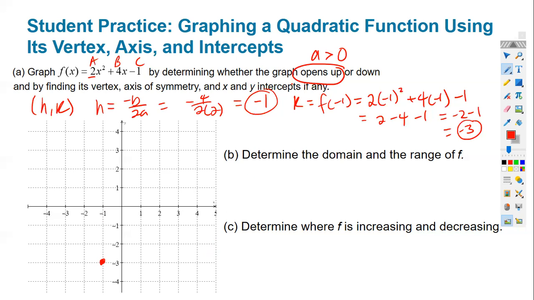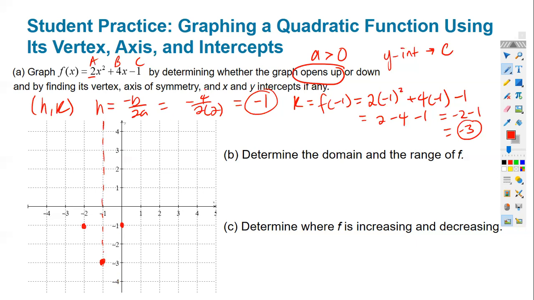Okay, my y-intercept. Remember, in standard form, your y-intercept is always your c value. And what is our c value? Negative 1. So y-intercept is done. I have my vertex. I have my axis of symmetry at x equals negative 1. Okay. I can find another point by reflecting my y-intercept across my axis of symmetry. So I have a second point here.